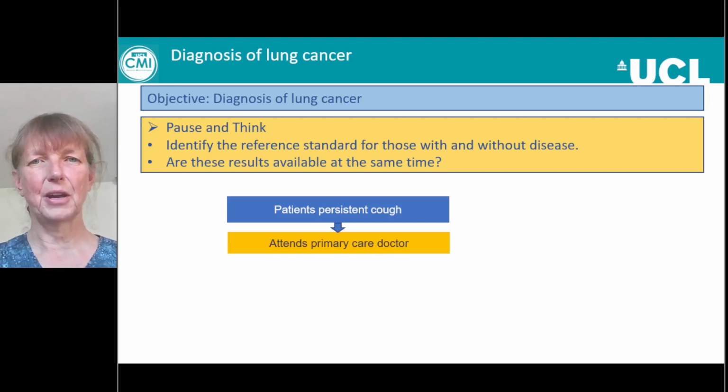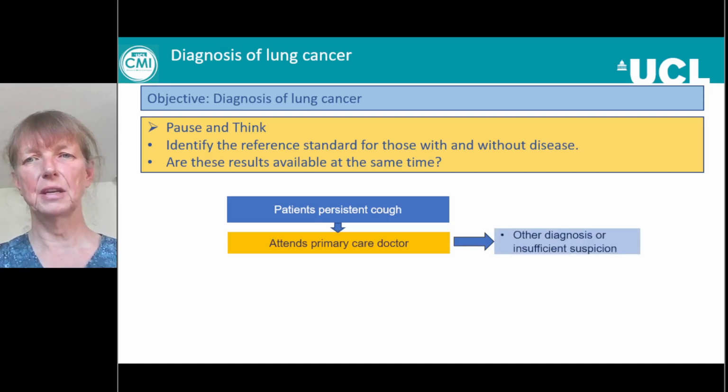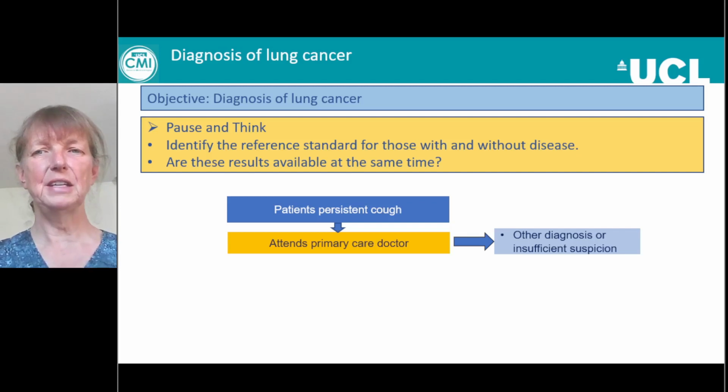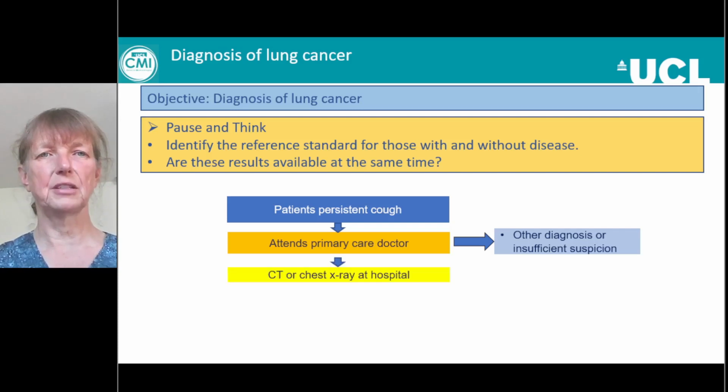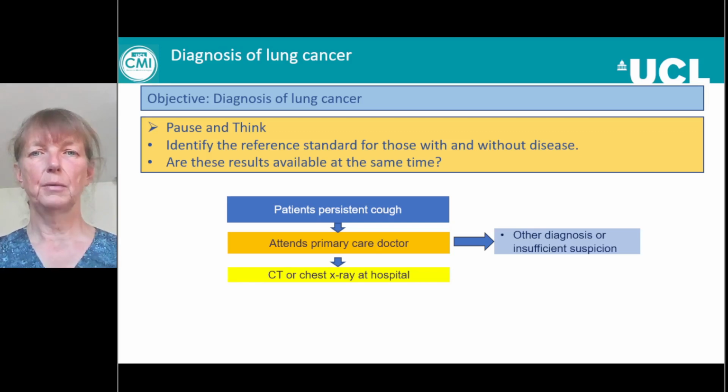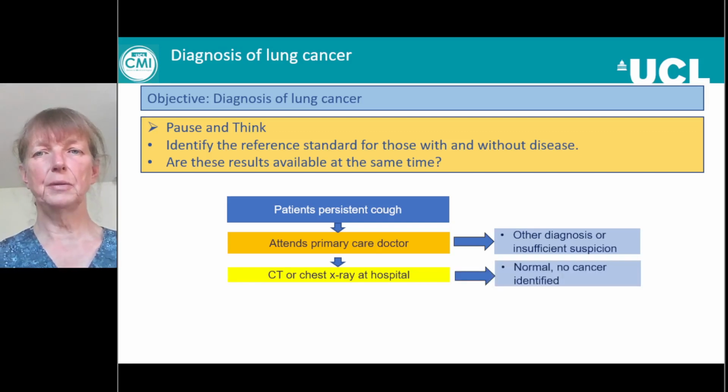So we've got some patients with persistent cough. They're attending their primary care doctor. Some of them are getting other diagnoses. They might get asthma as a diagnosis, or there might be insufficient suspicion to refer them on for this cough being anything to do with lung cancer. But those who have the persistent cough referred on for lung cancer will get a CT or a chest x-ray at the hospital. Some people, that scan will identify it's normal, there's no lesions and therefore no suspicion of cancer.